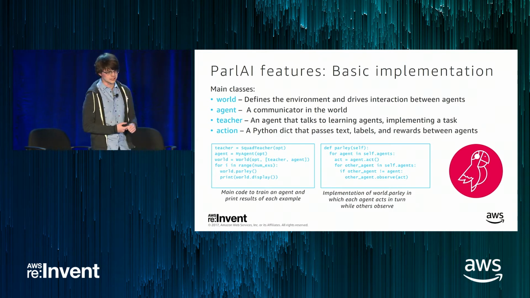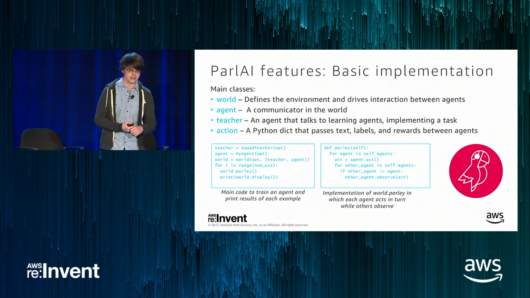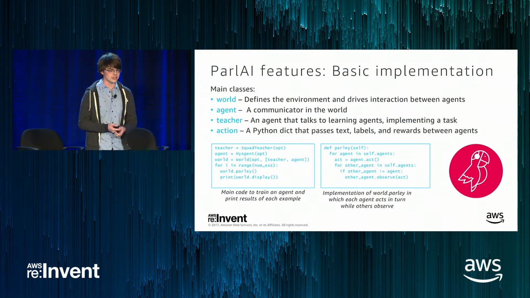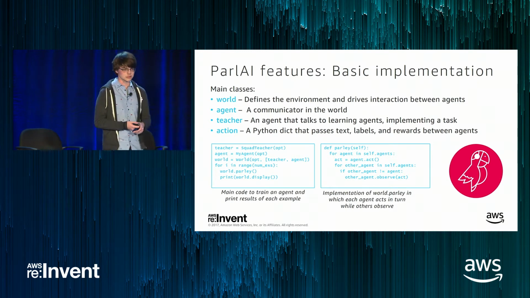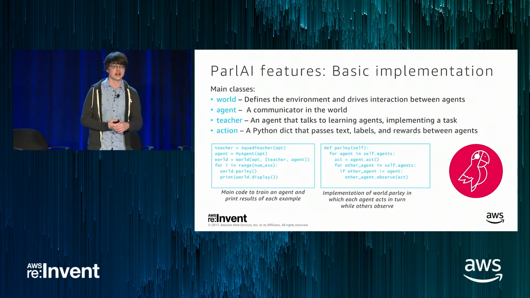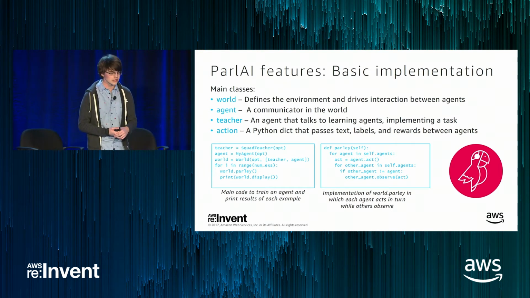And we also have actions, which are the dictionary and a kind of unit of communication for anything that happens within Parlay. So they pass text, labels, rewards, and then also additional grounding information if your tasks need them.